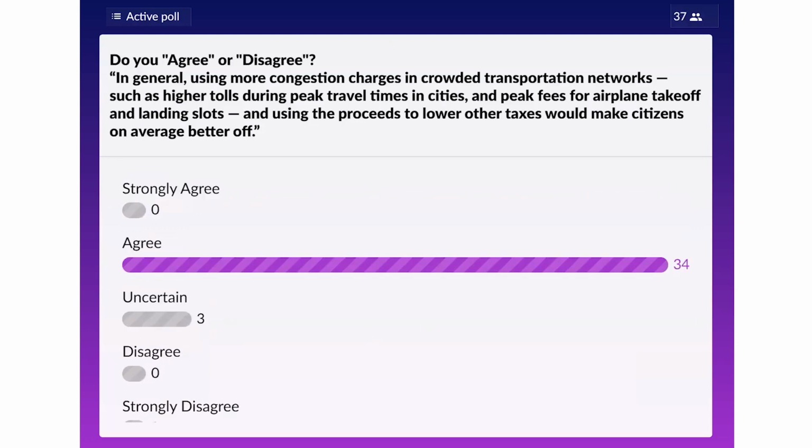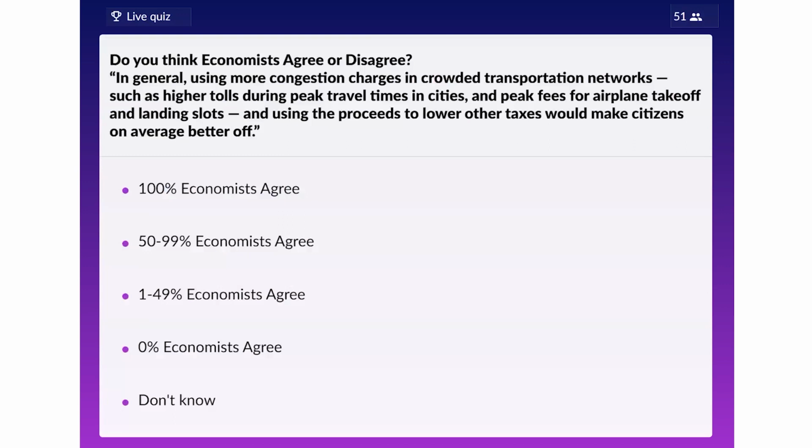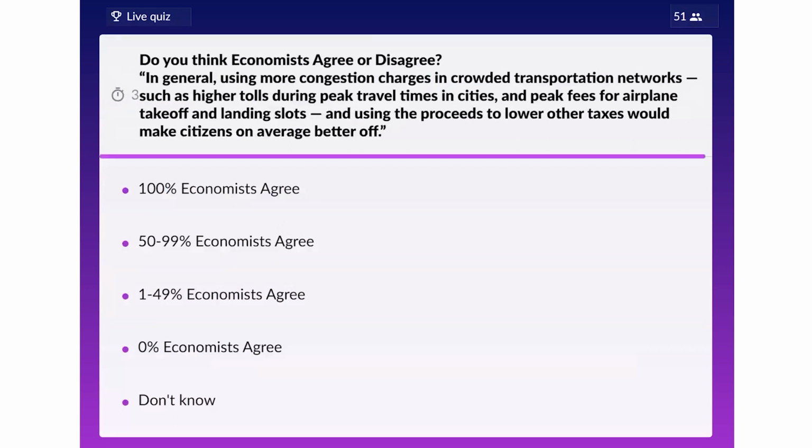Now, the real prediction question is the quiz. Do economists agree or disagree? 100% agree, 50 to 99% agree, 1 to 49% agree, 0% agree, or don't know. Because the panel has actually surveyed economists, there is a correct answer to this question, which is based on the survey results that were actually conducted.